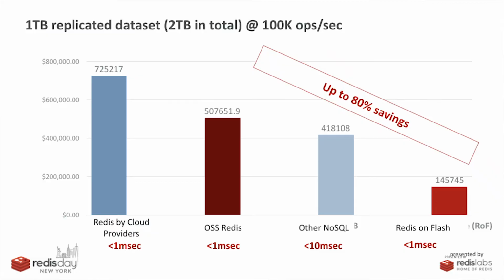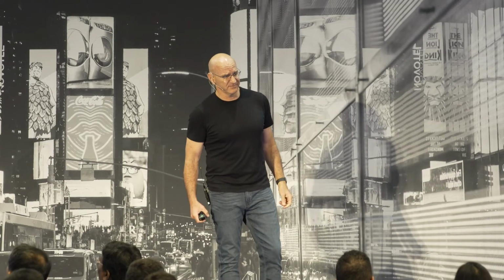It keeps the same sub-millisecond latency, but instead of around 1 million ops per second per node, we saw that we can reach more. It operates with something like 100,000 ops per second and still under sub-millisecond latency. Why is it important? Because let's assume that you have this use case with 1 terabyte, with replication 2 terabyte, and 100 ops per second throughput.